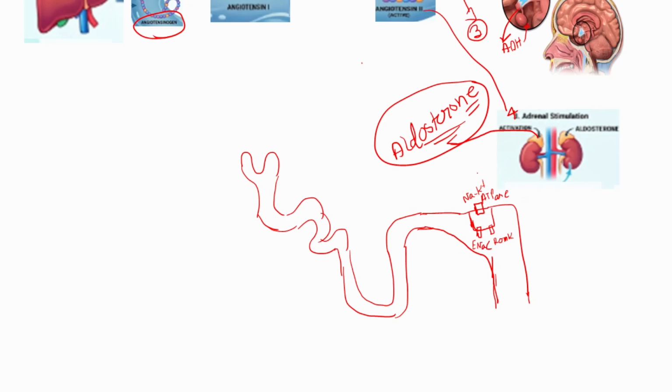Aldosterone will enter into the cell and bind to intracellular receptors, which will cause synthesis of key transport proteins, and we position them across the cellular border. First one is epithelial sodium channel on the apical membrane, then ROMK, or renal outer medullary potassium channel, on the apical membrane as well, alongside sodium-potassium ATPase on the basolateral side.